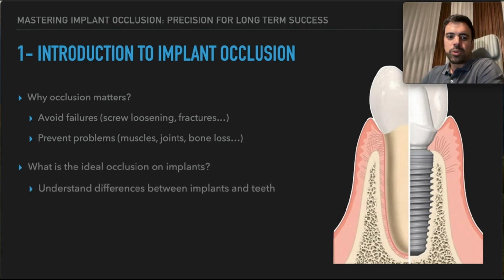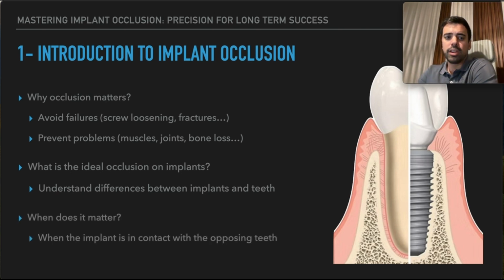Then, what's the ideal occlusion? Well, we need to see and understand the difference between teeth and implant. Teeth and implant are not the same. They're very similar, and on the outside you can sometimes trick even dentists to see which one is the implant, which one is the tooth. But when we're talking about biology, they're completely different things, especially when we have a missing periodontal ligament, and we're going to see those things. Then, when does it matter?